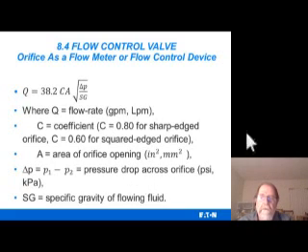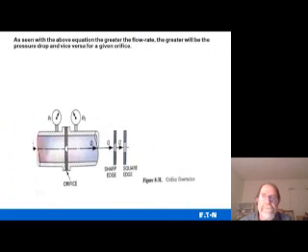And so you do that. And you also need to know the specific gravity of the fluid, which you can get off the spec sheet for it. And this is what it looks like. This is what they show in the book.